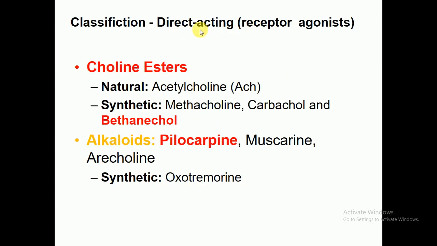So the classification of direct acting receptor agonists: choline esters, natural acetylcholine, and synthetic ones are methacholine, carbachol and bethanechol. While the alkaloids are a special group: pilocarpine, muscarine and arecoline come under the category of alkaloids, while the synthetic drug is oxotremorine.